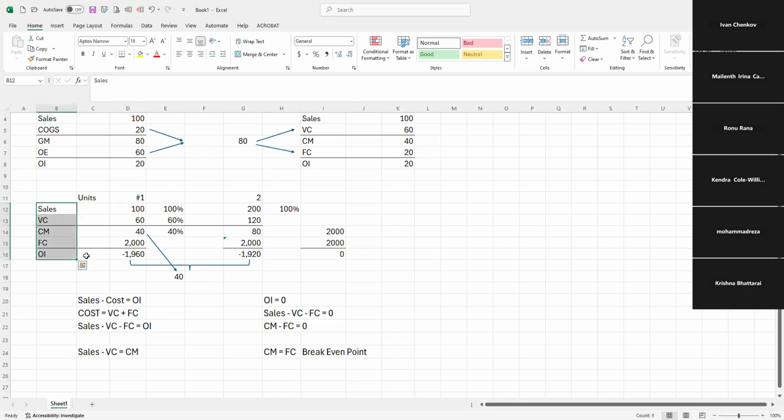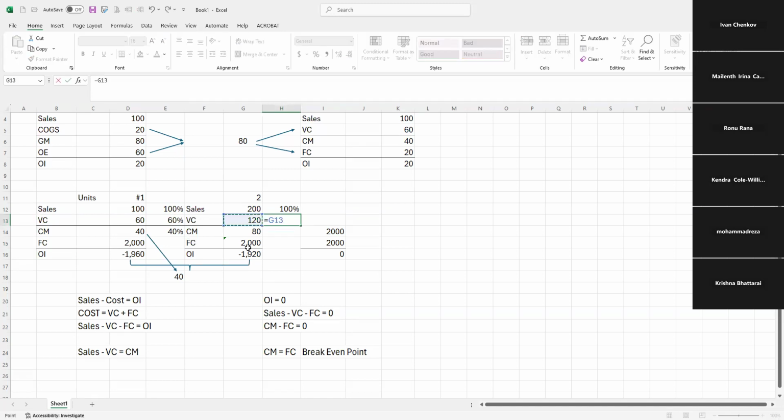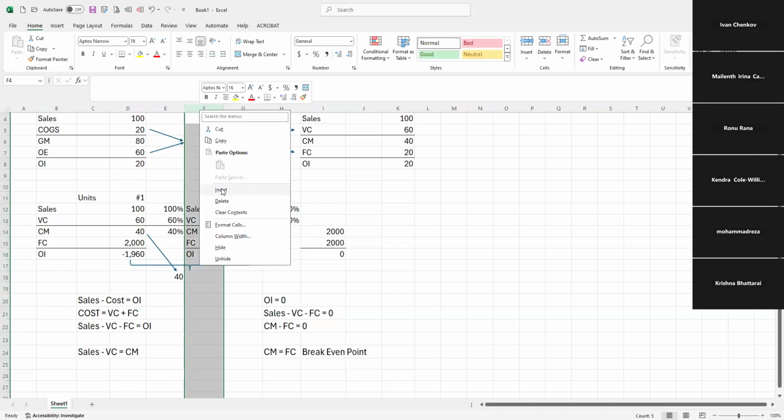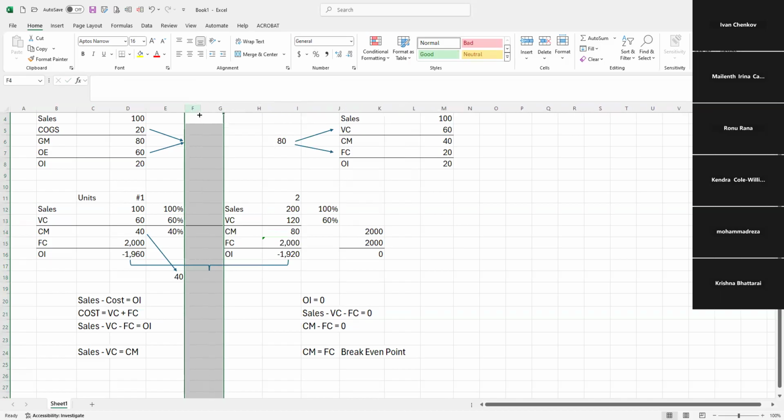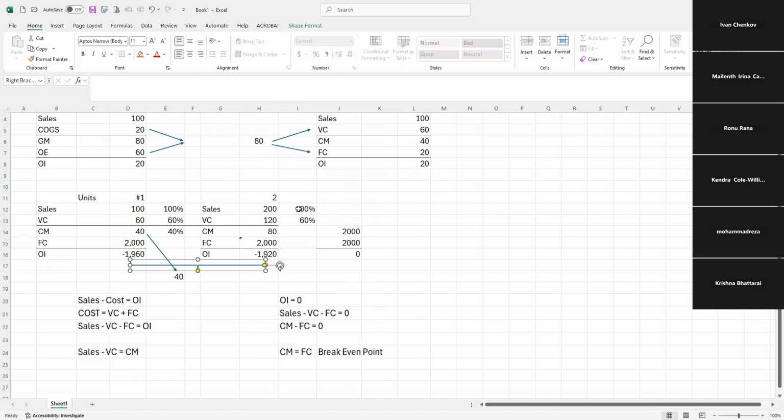Let's see what's going to happen if we sell 2 units. Well, again, variable cost ratio is going to be variable cost divided by the sales. And what we're going to find out is that the variable cost as a percentage is exactly the same if we're selling 2 units compared to if we sell only 1 unit. Why? Because we're not changing the sales price, we're not changing the variable cost. The only thing that we're changing is the number of units.